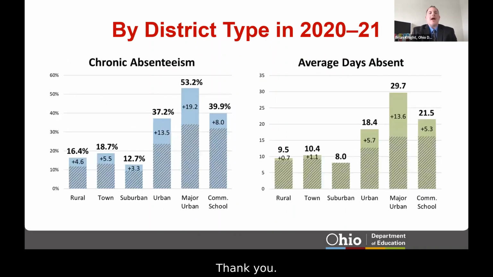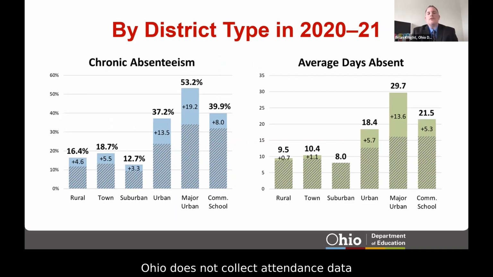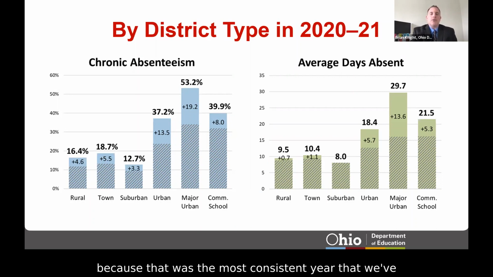Thank you. As Hetty had mentioned, prior data is very important because it is a very strong indicator on what attendance could look like for the upcoming year. Ohio does not collect attendance data until the end of the school year. So we have to rely on districts that are willing to share their numbers with us to get some data, and then also some of our partners, which I'll be talking about a little later on in the presentation. We also use 2018, 2019 data as kind of a baseline because that was the most consistent year that we've had since the pandemic started.